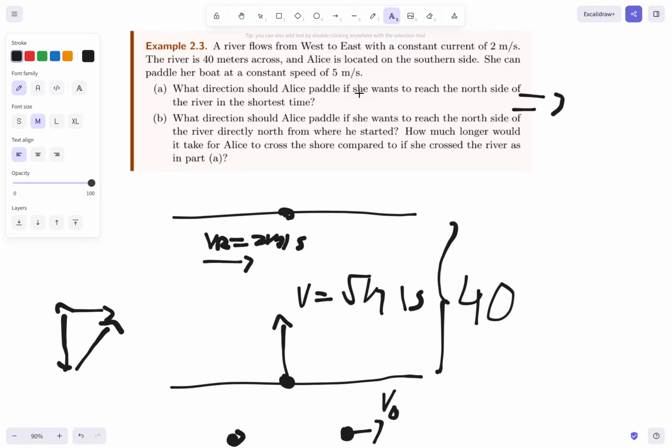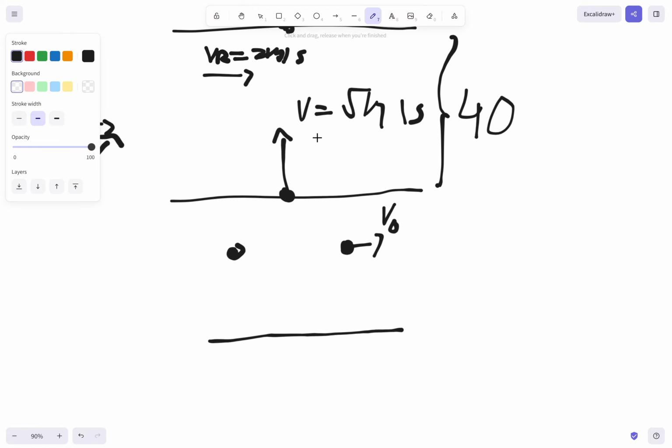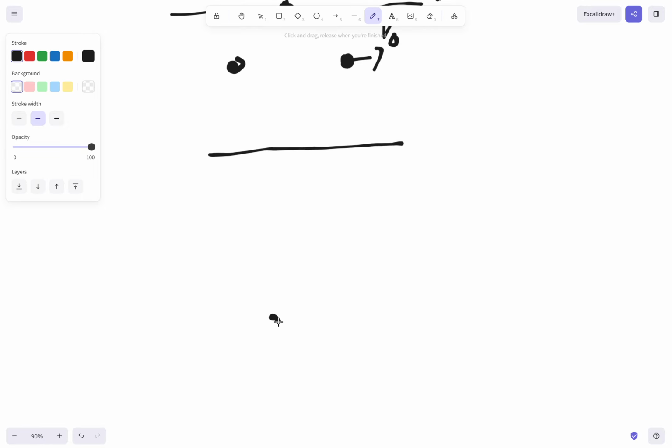This will go completely forward. Nice. So, what direction should Alice paddle if she wants to reach the north side directly where she started? Here we have the boat, we have V Alice, and we have V River. And we want to move these vectors in a way where it'll result in a straight line.